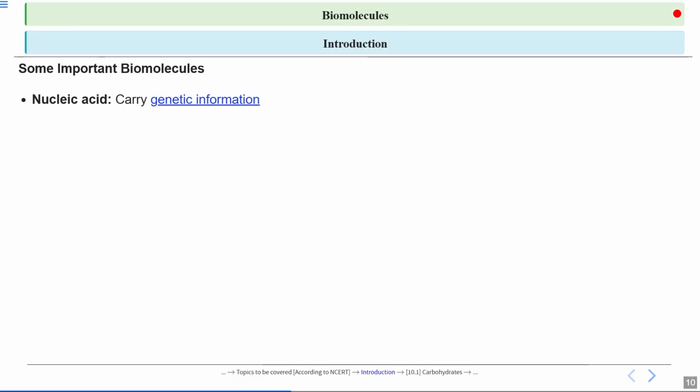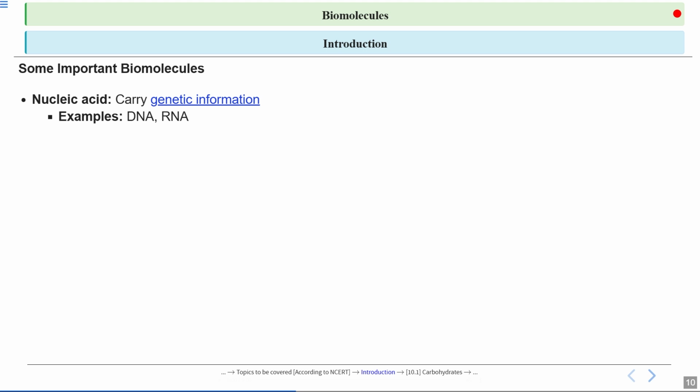Now we talk about nucleic acids. These are molecules that carry genetic information, which means they store and transmit the instructions needed for an organism to grow, develop and reproduce. So nucleic acids are fundamental to all living things. Some examples of nucleic acids include DNA and RNA.